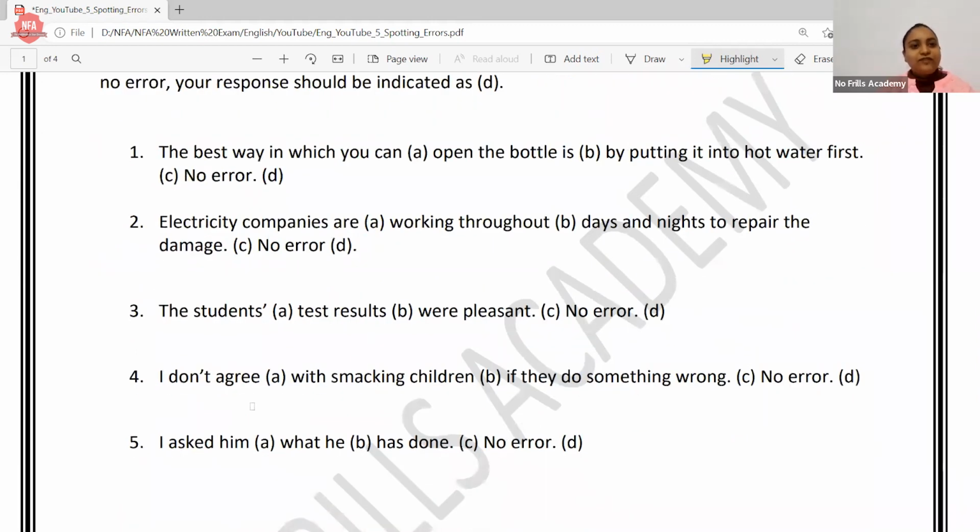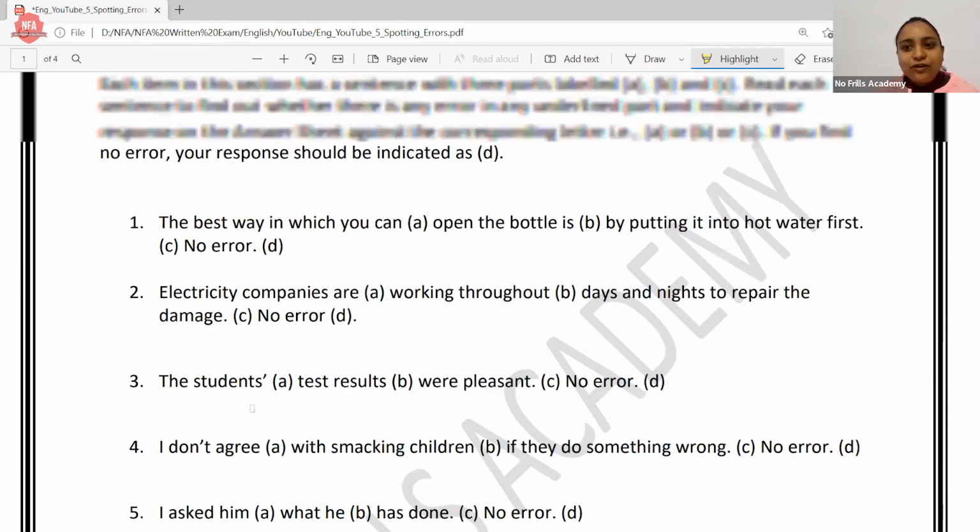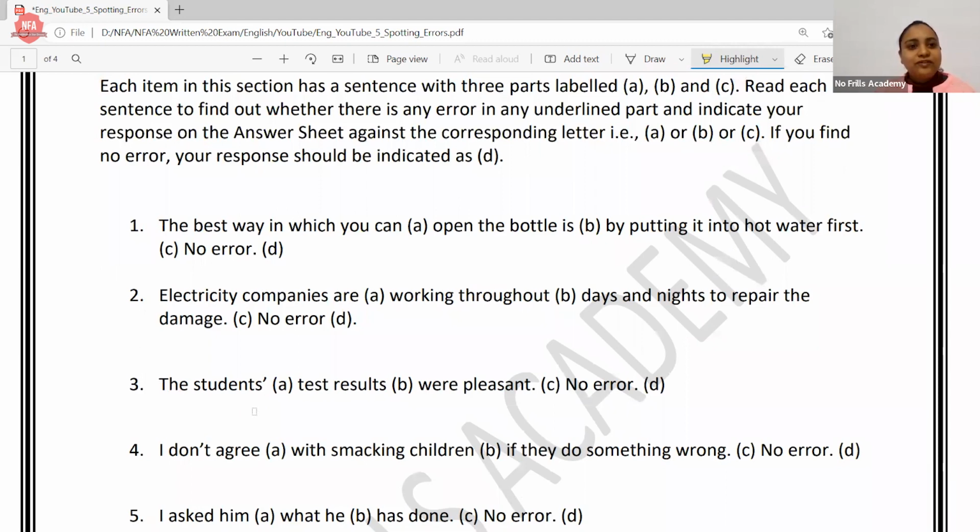Solve these first five. I'll read them out for you all, and I'll also take a pause in between so that you can mark your answers. You can write in the comment section. The best way in which you can open the bottle is by putting it into hot water first. The best way in which you can, A part; open the bottle, B; by putting it into hot water first, C; No error, D.